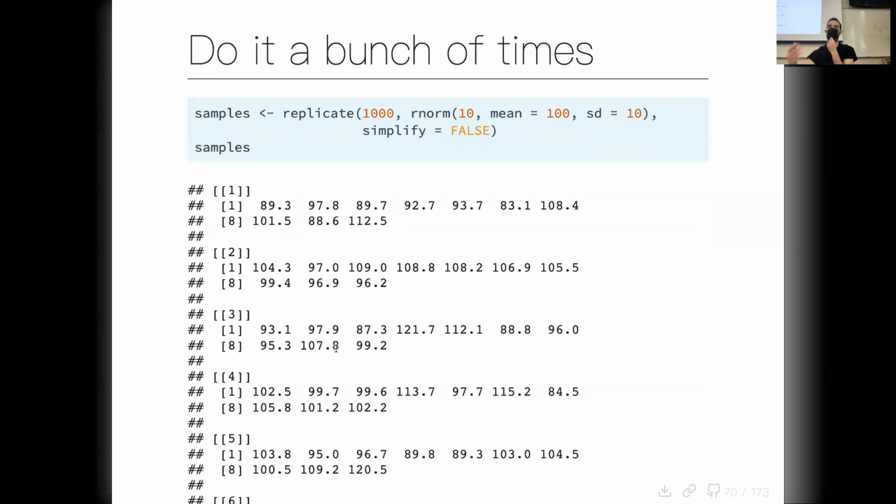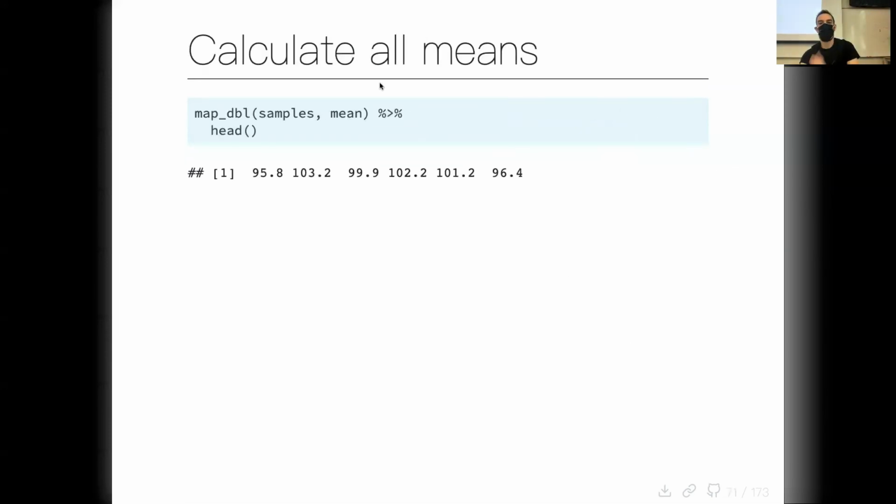But if we do it over and over and over again, then we'll see that the mean of these means is equal to the population mean, and that is the central limit theorem. So here, I'm saying do it 1,000 times, pull 10 observations from this distribution. Simplify equals false just means give me a list back instead of, I don't know what it gives you, a matrix maybe. So I'll say calculate all means.